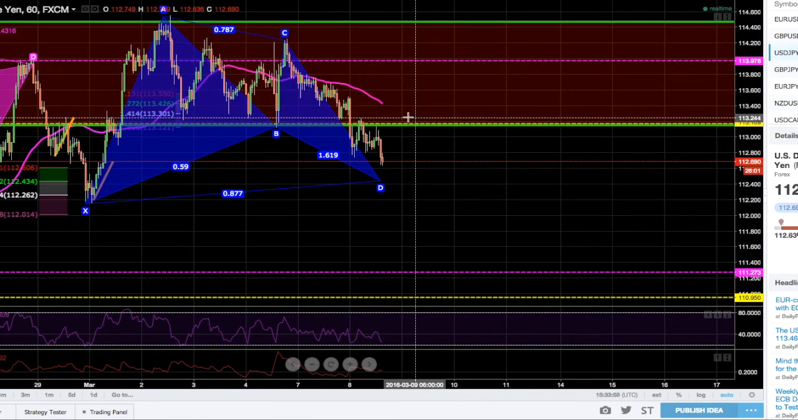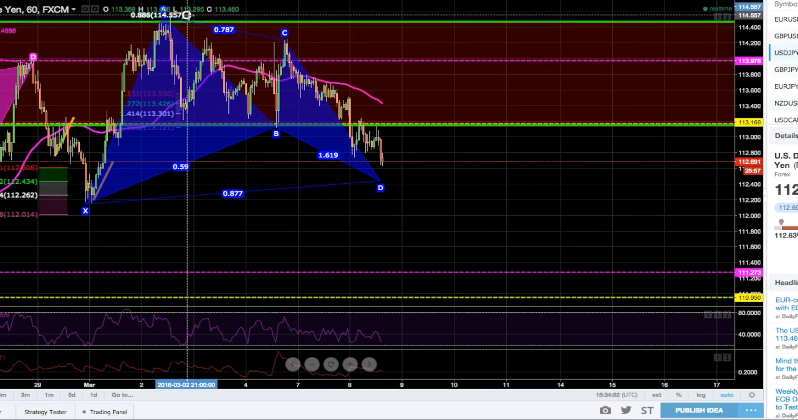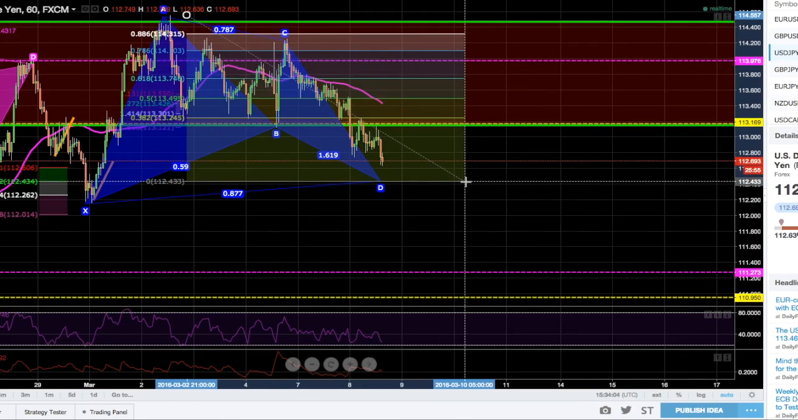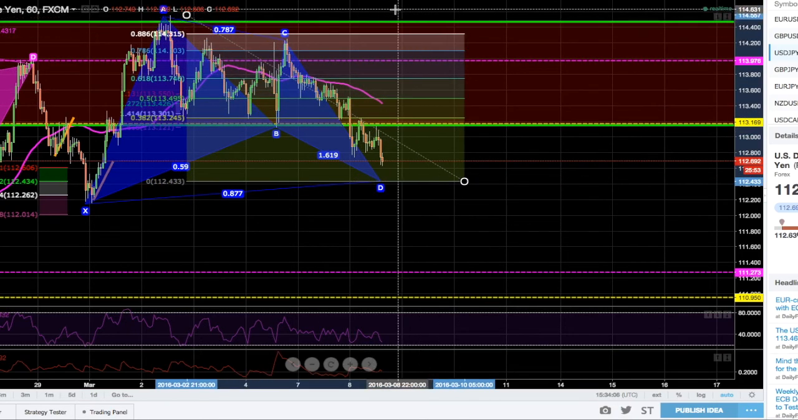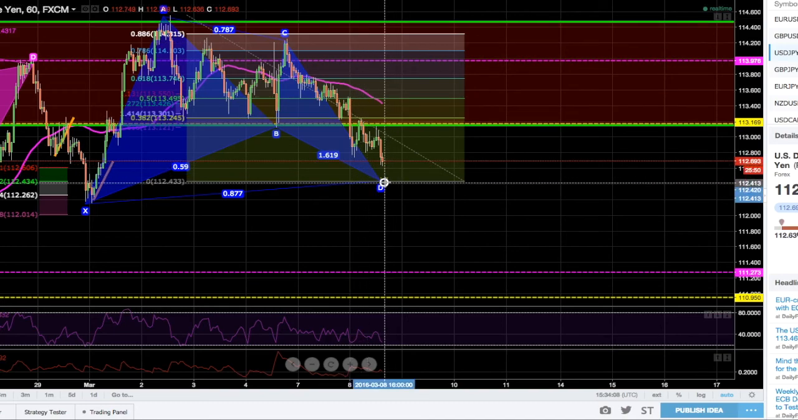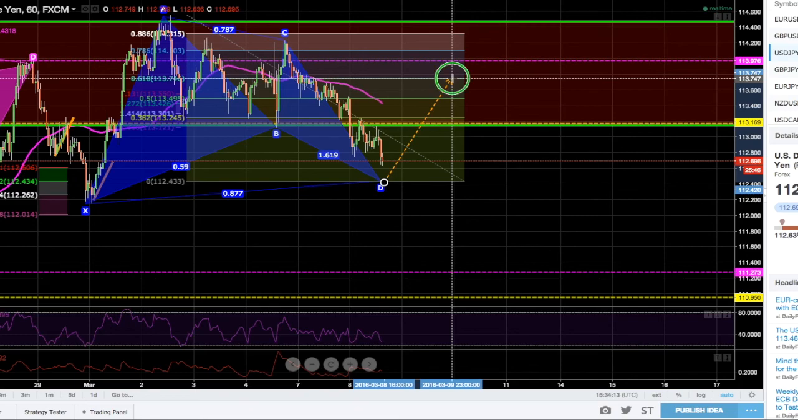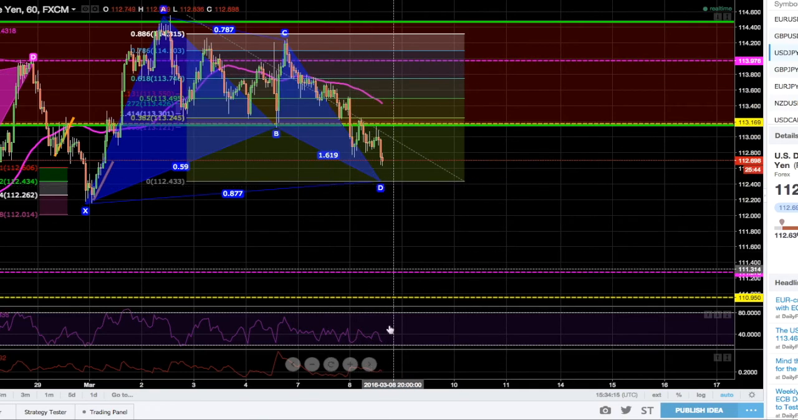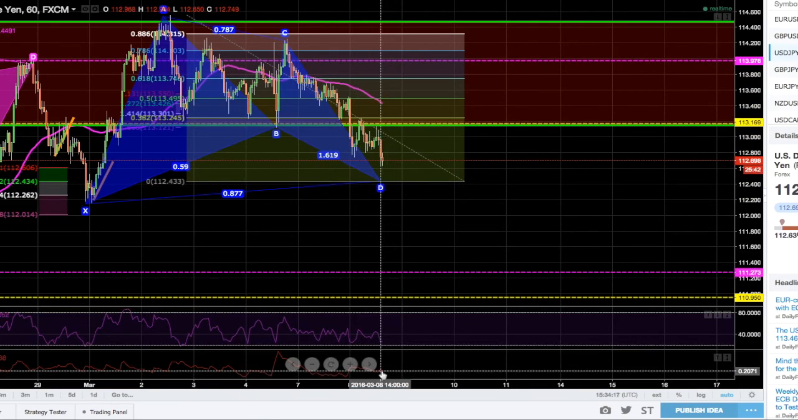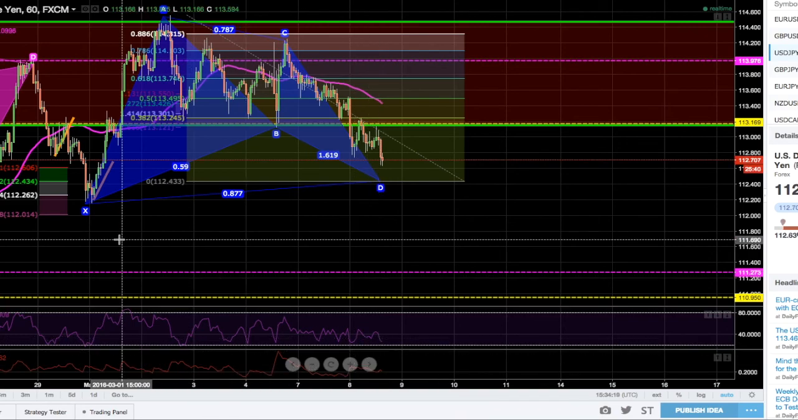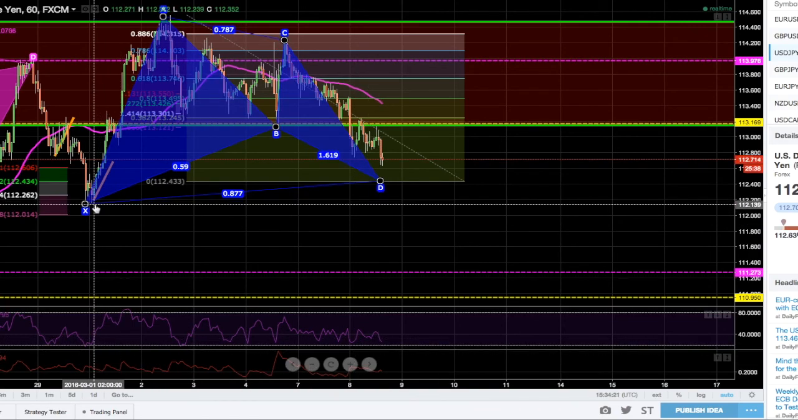Same thing on the dollar yen, targets from A to D. We will be shooting for 2 targets, 38 and the 618, and we are going to be stops 20 pips below X point, right?